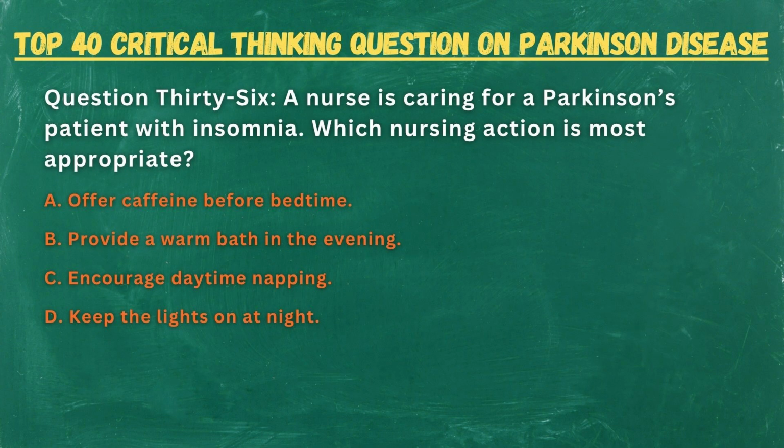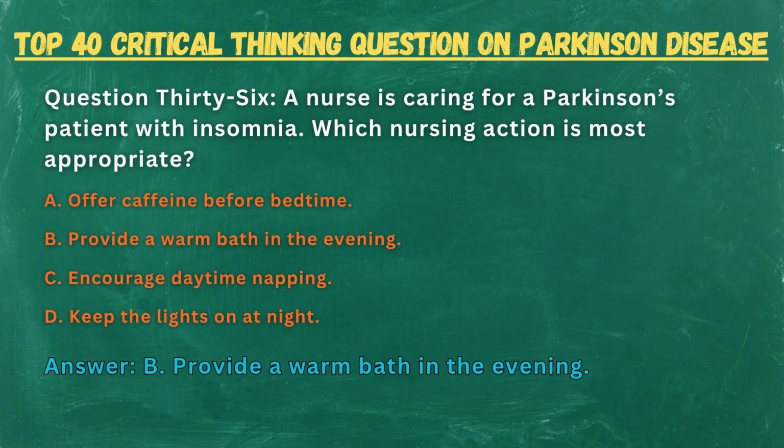Question 36. A nurse is caring for a Parkinson's patient with insomnia. Which nursing action is most appropriate? A. Offer caffeine before bedtime. B. Provide a warm bath in the evening. C. Encourage daytime napping. D. Keep the lights on at night. Answer: B. Provide a warm bath in the evening.